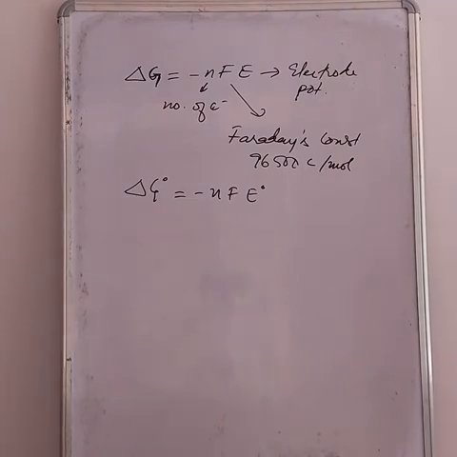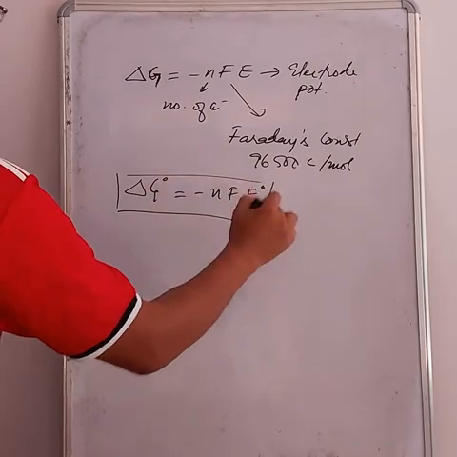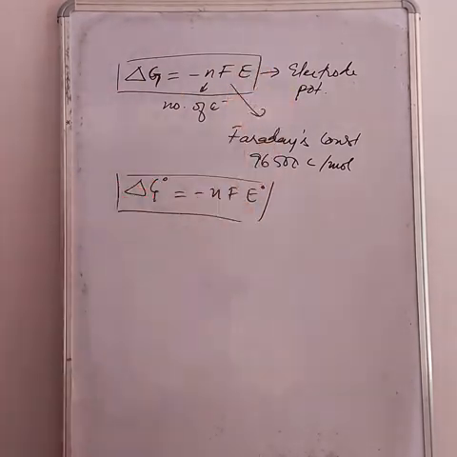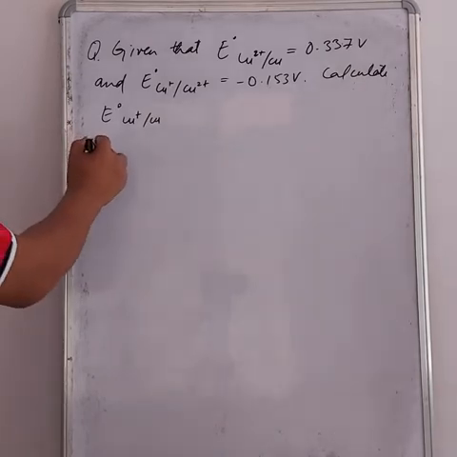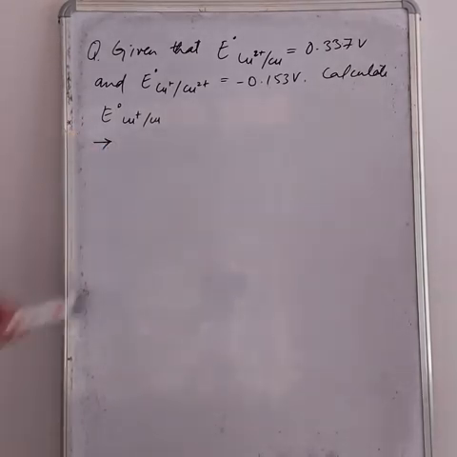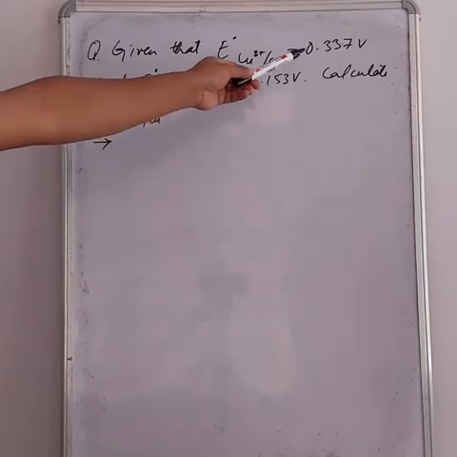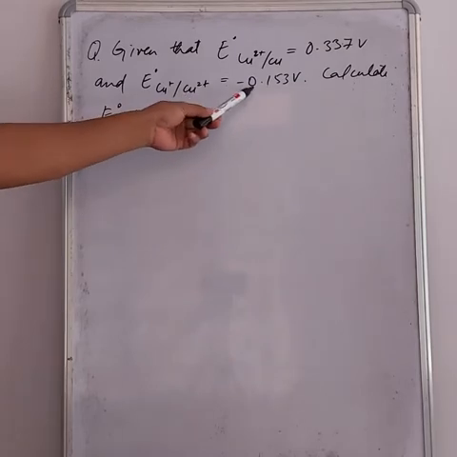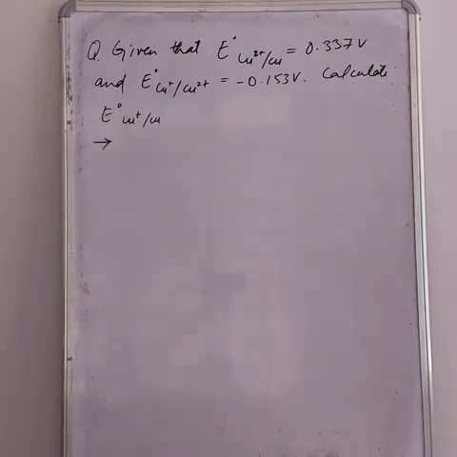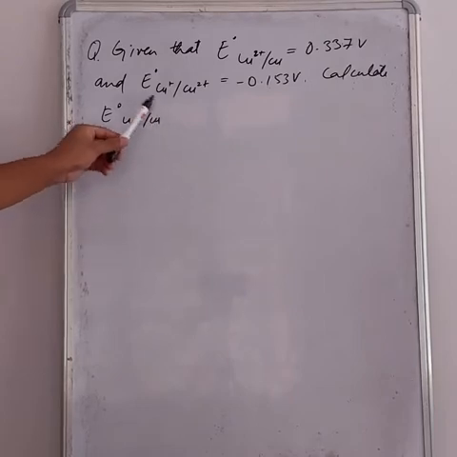So this equation is very valuable for numerous calculations. So let's solve an example. We have been given the standard reduction potential of copper as 0.337 volts and oxidation negative 0.153 volts, and we are asked to calculate again the reduction potential of this copper.